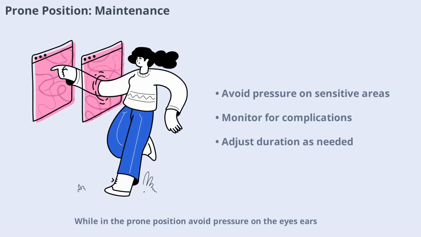While in the prone position, avoid pressure on the eyes, ears, and abdomen. Alternate the head position every 2 hours and expect some facial swelling. Elevate the head of the bed slightly to reduce facial edema and aspiration risk. Use anti-embolic stockings and monitor for complications such as skin breakdown or hemodynamic instability. The duration in prone can range from 2 to 20 hours, adjusted to patient response.